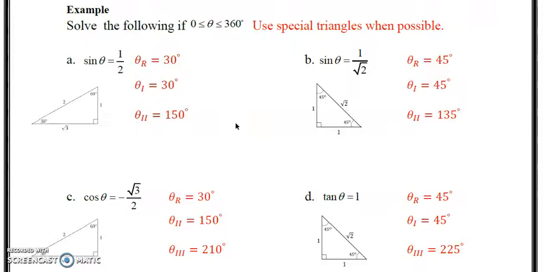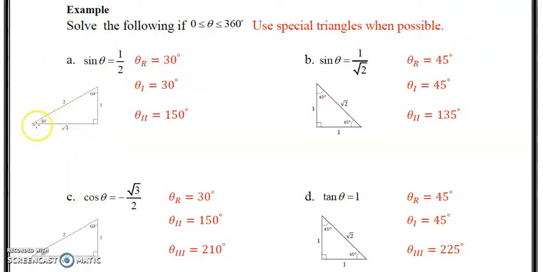Okay. So solve the following if our values are between 0 and 360. Use the special triangles when possible. So if I see that the sine theta is equal to 1/2, I got to say, oh yeah, I remember a half. So then I got to look at my special triangle that has the 1 and 2 in it, which is 30, 60, 90.